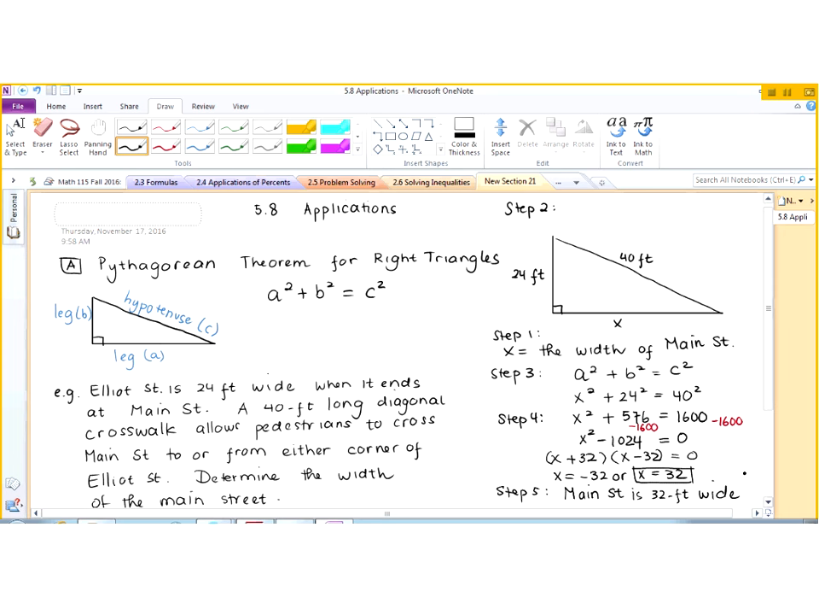Should we do another one? No time, so we will do more on Monday and finish this, or almost finish this, on Monday. You could also take the square root of both sides. Yes, you could do it that way too. Yes, you're right.